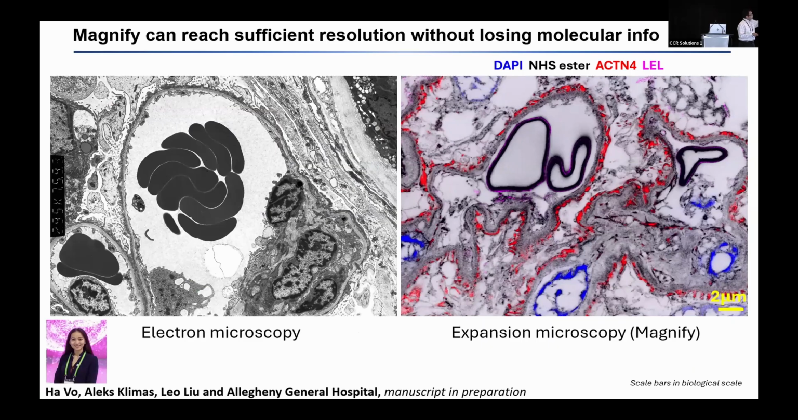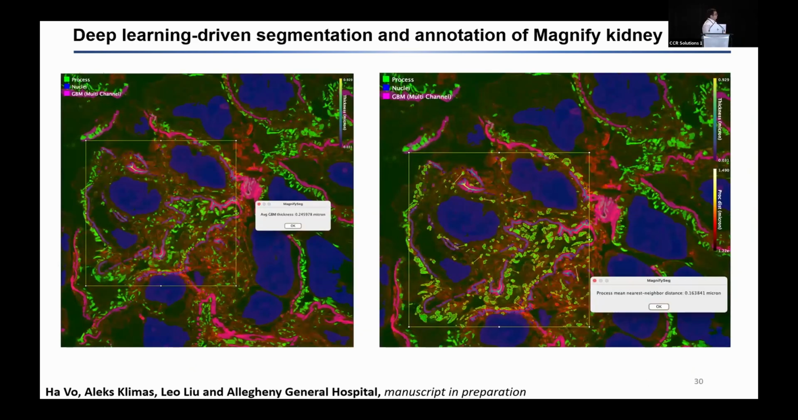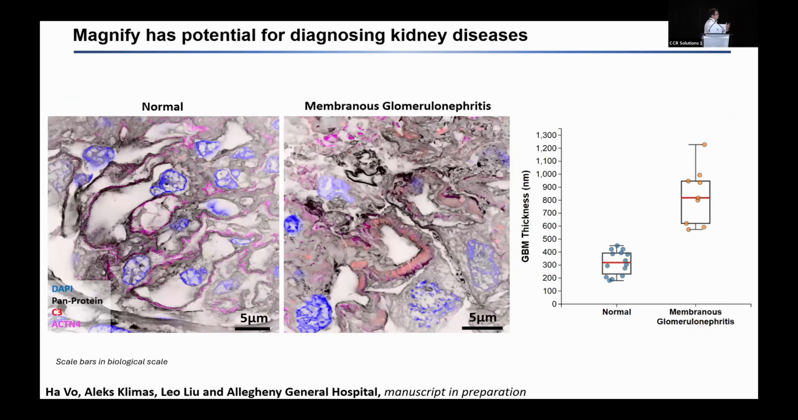We have ACTN4 that highlights the podocyte foot processes. It looks like fingers, right? And then it looks like a clam, actually. We developed a deep learning pipeline, and you can automatically segment and annotate the foot processes, nuclei, and basement membrane, which are the features that pathology cares about. So we use this kind of pipeline. We are now collaborating with the local hospital.